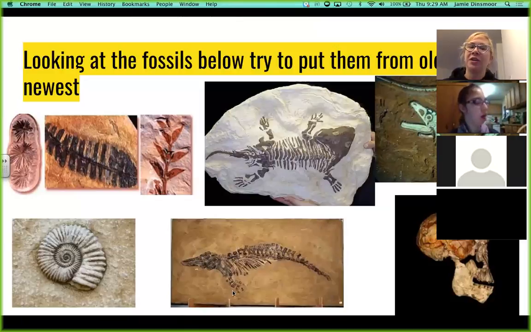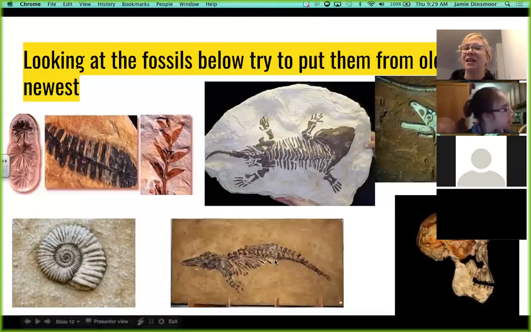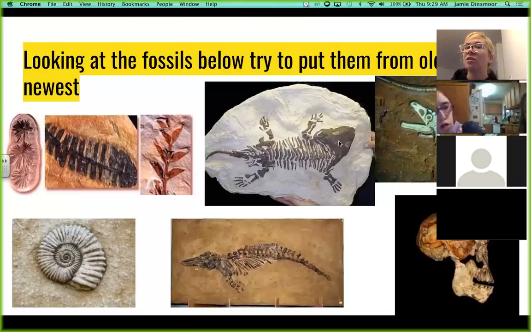So this fossil here that we're seeing in the bottom middle is an ancestor of the whale, right? So this is one of the first ancestors of the whale. Whales actually came from walking mammals that had legs, and their legs slowly disappeared, and then they were swimming mammals. So this is a whale fossil here. This guy here is one of the earliest amphibian fossils, right? So like a frog type animal.